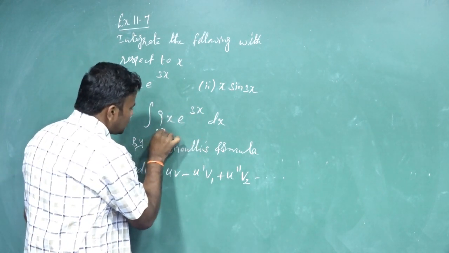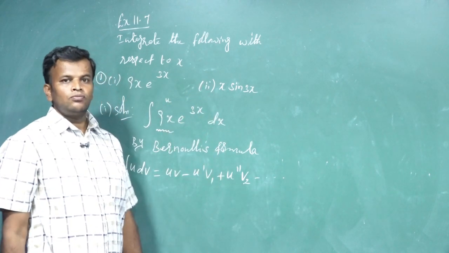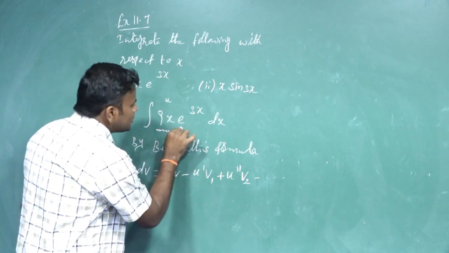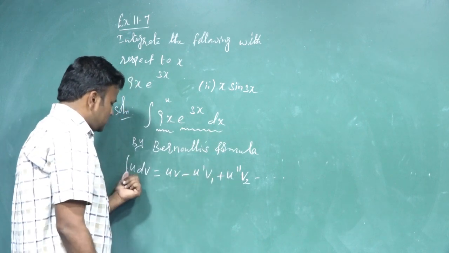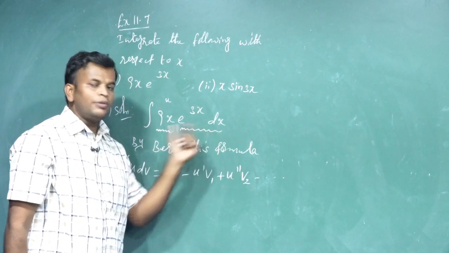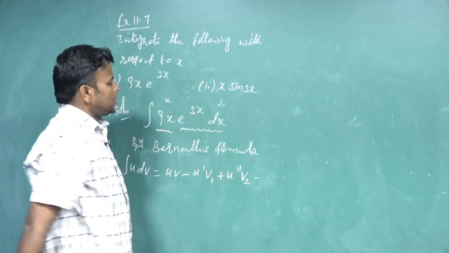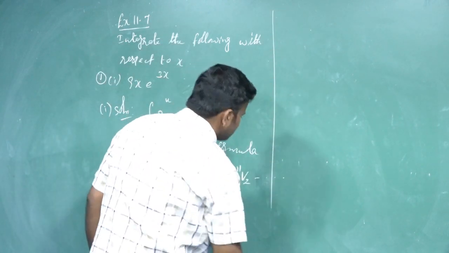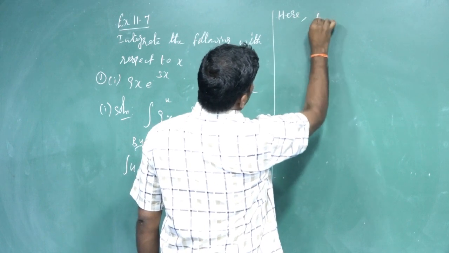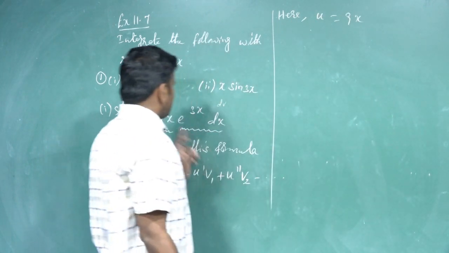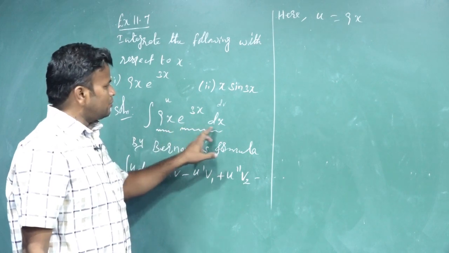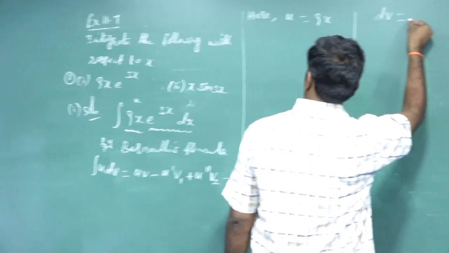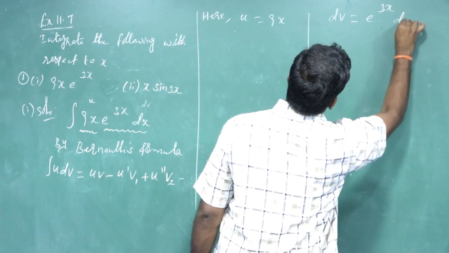So one term is u and all the remaining terms are dv. I will take 9x as the value of u, because one time a differentiation of x is 1, and again we differentiate, we get 0. Because our LHS is u dv, one term is u and all the remaining terms are dv. Here u is equal to 9x, and dv is equal to e power 3x into dx.